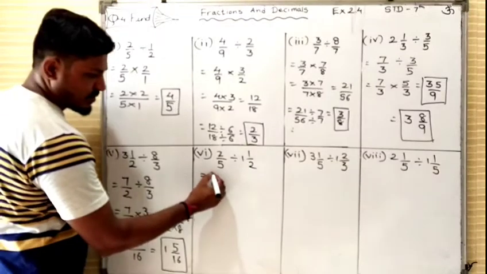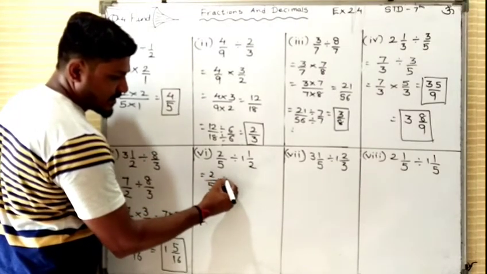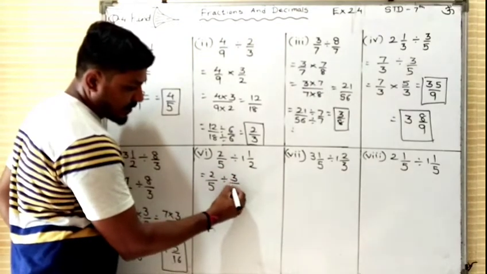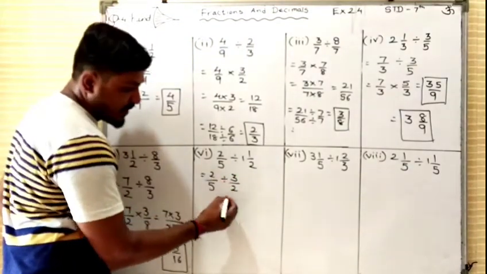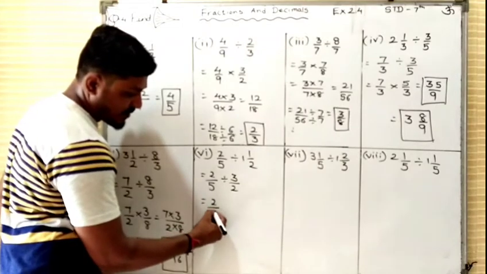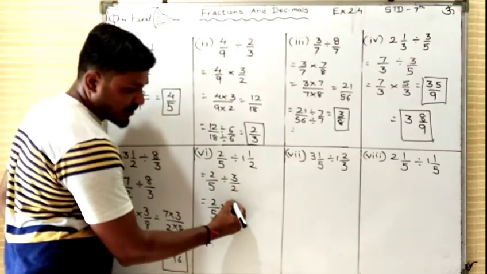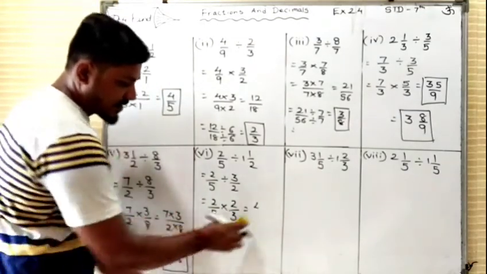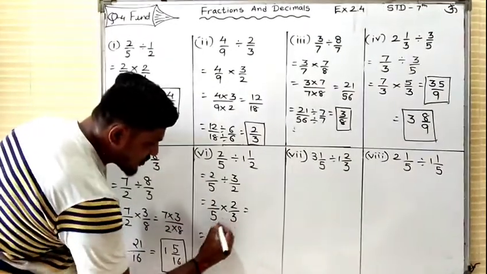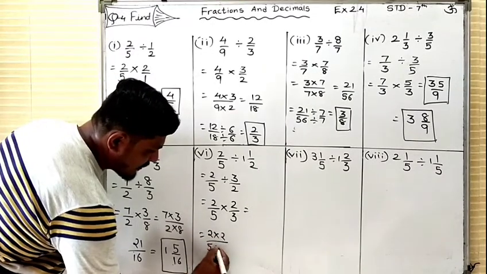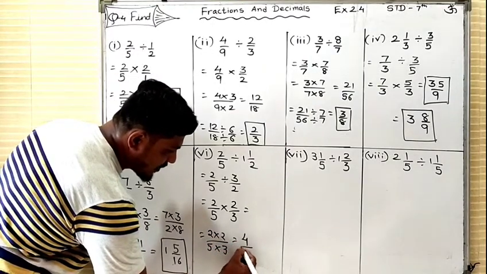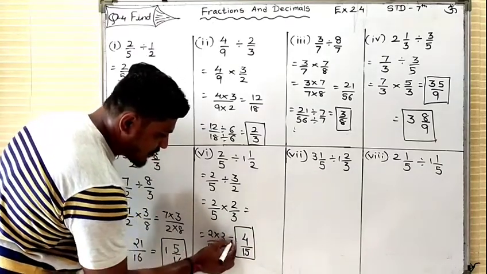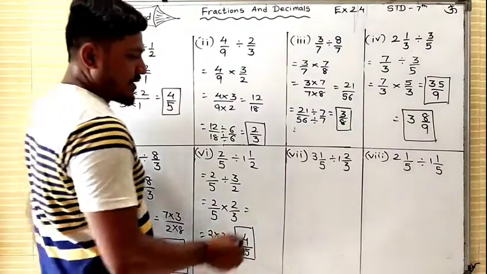Then here 2 5s are put as it is. Why? Because first you have to convert this value. 2 1s are 2 plus 1, 3. Then in next step you convert this division to multiple sign. And while converting you need to reciprocal this value. 3 by 2 will become 2 by 3. Then 2 2s are 4. Then in next step what you will do? That is 2 into 2 and 5 into 3. 2 2s are 4 and 3 5s are 15. It is a proper fraction. So no need to convert into mixed fraction.